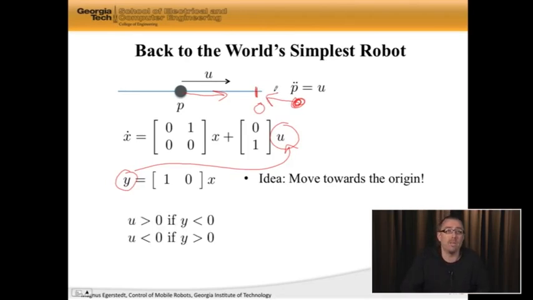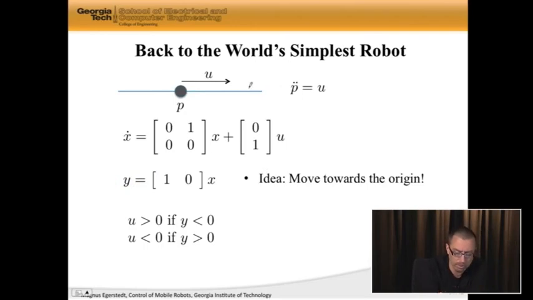And in fact, if we turn this into math, we see that if y is negative, so y negative again corresponds to if the origin is here, us being on this side, then u should be positive, which means move in this direction. And similarly, if y is positive, then u should be negative. And here's a suggestion, right? Let's pick the world's simplest controller that achieves this. Simply the negative of y. So y positive means negative u, y negative means positive u. So let's try this and see what it actually does.